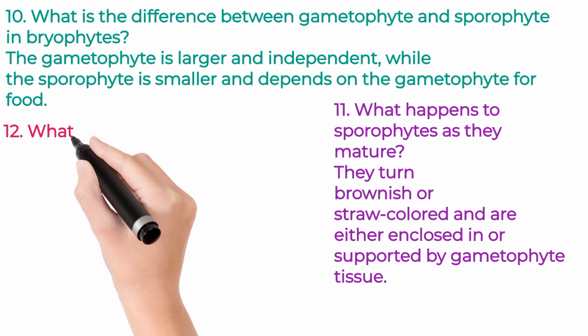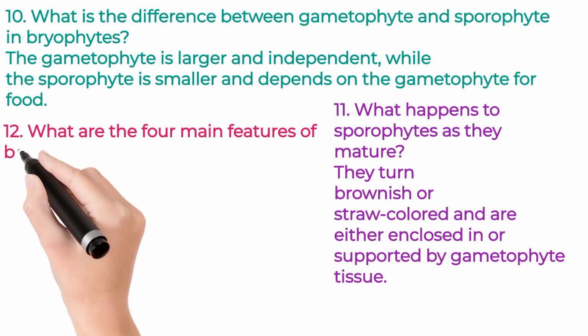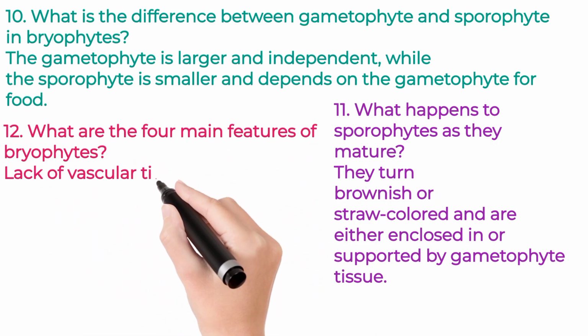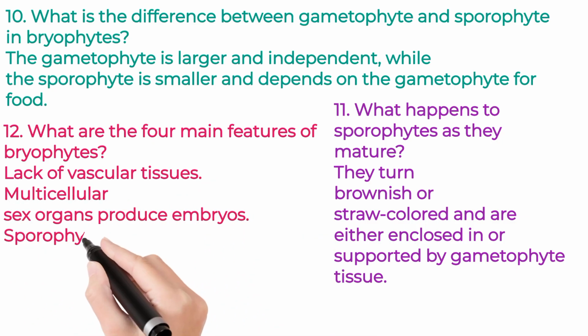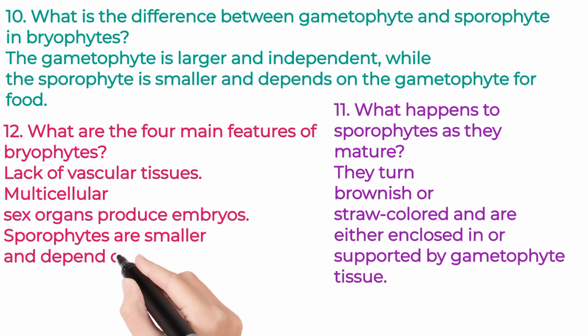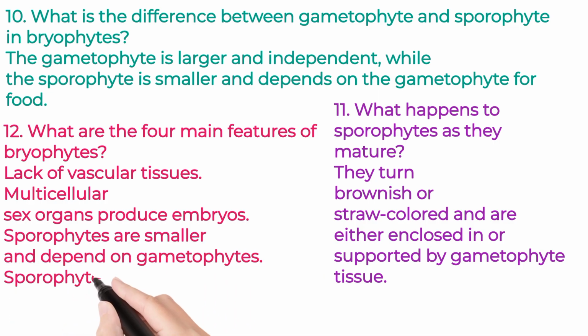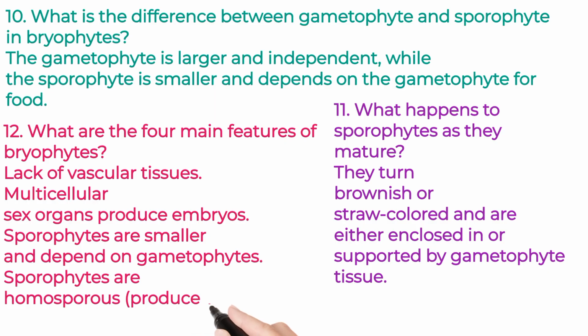12. What are the four main features of bryophytes? Lack of vascular tissues. Multicellular sex organs produce embryos. Sporophytes are smaller and depend on gametophytes. Sporophytes are homosporous, produce one type of spore.